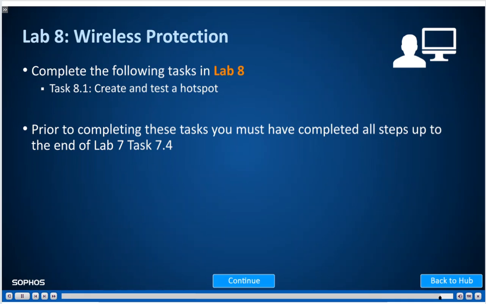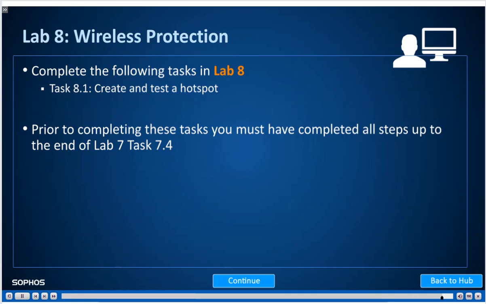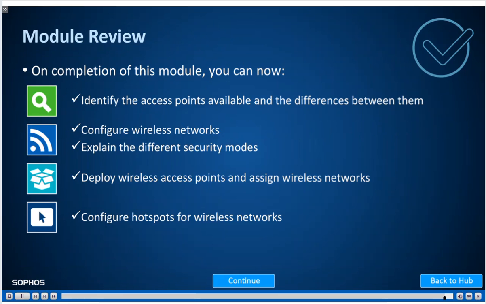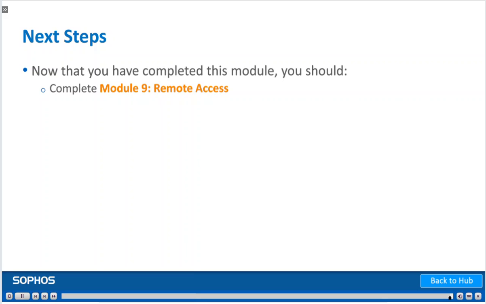Complete the following tasks in Lab 8. Task 8.1, create and test a hotspot. Prior to completing these tasks, you must have completed all steps up to the end of Lab 7, Task 7.4. Now that you have completed this module, you should complete Module 9, Remote Access.